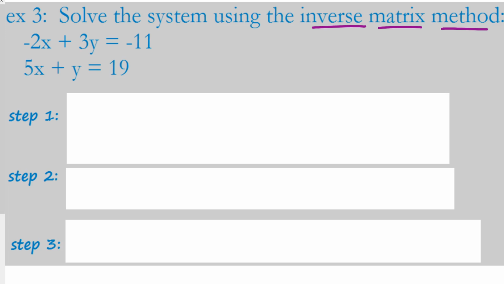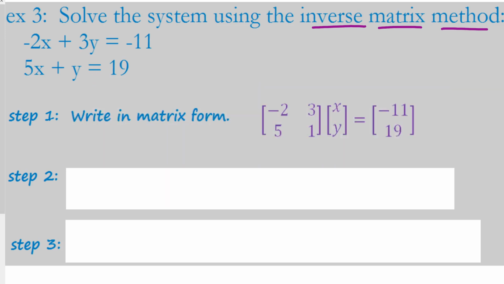The first thing we want to do for the inverse matrix method is write our equations in matrix form. So we put the coefficients, -2, 3, 5, and 1, into the first matrix, which we call matrix A. Then we have our variable matrix, x, y, and then the constants, -11 and 19, go into the matrix on the other side, and we call that matrix B. So your equations have to be in standard form to do this.